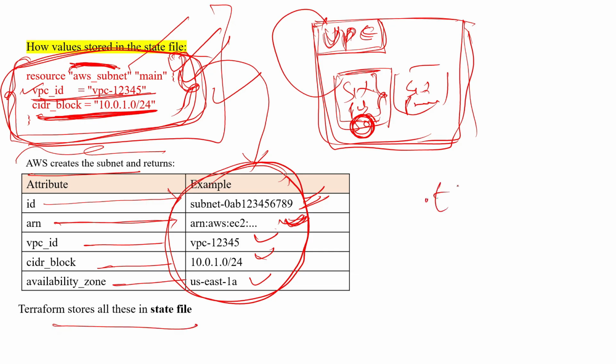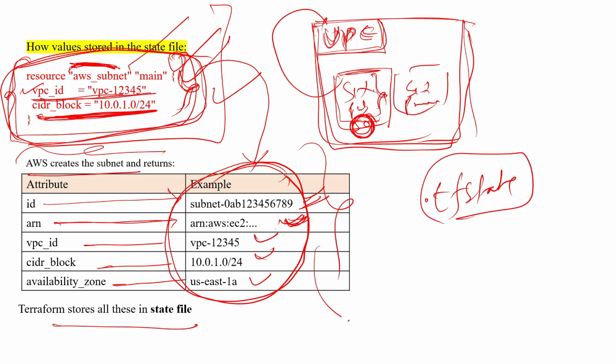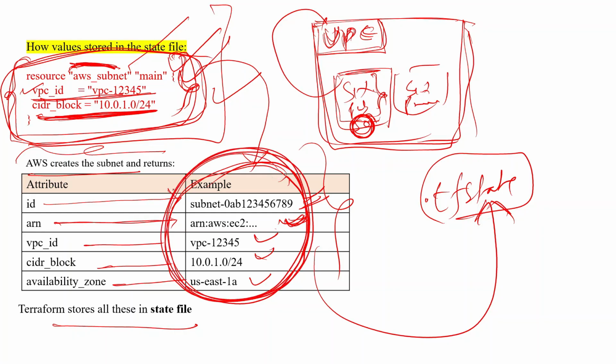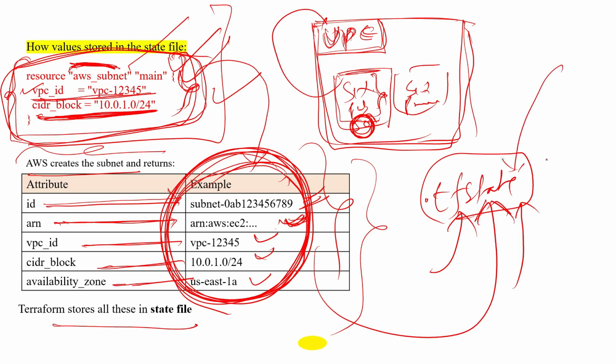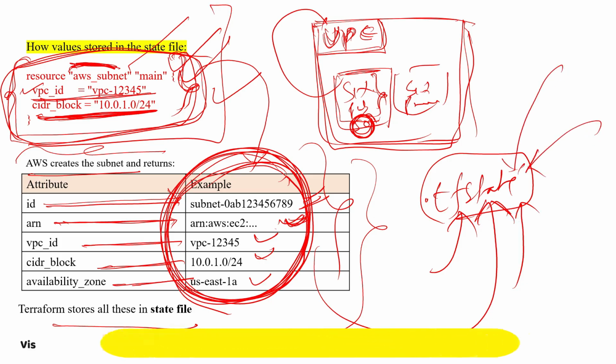So we have a .tfstate file, right? This we have seen earlier. All this information is going to be stored in the state file, and by this state file, Terraform can understand what resources I have created in the cloud, what is the corresponding ID, the corresponding ARN, the corresponding VPC ID, CIDR block, and availability zone. In this way, Terraform tracks each and every resource which has been created using the Terraform configuration.